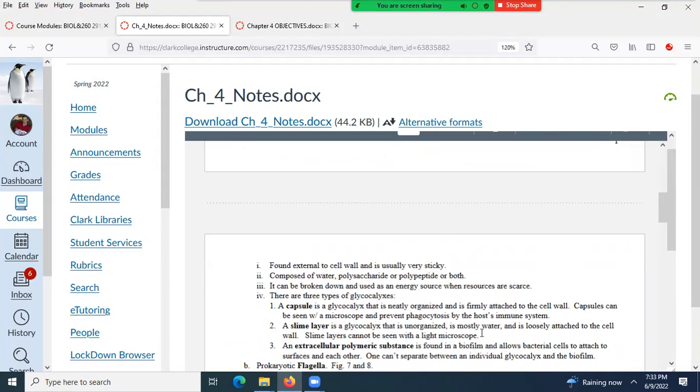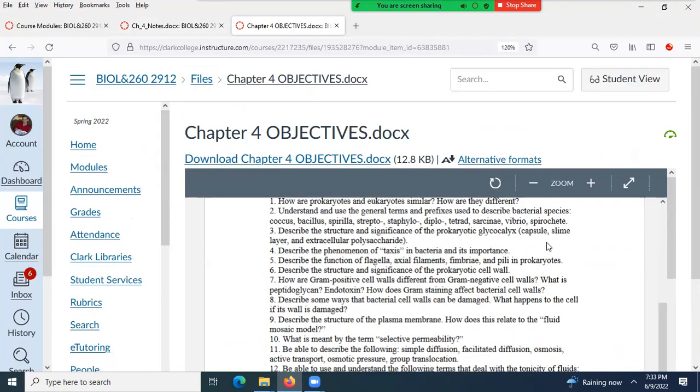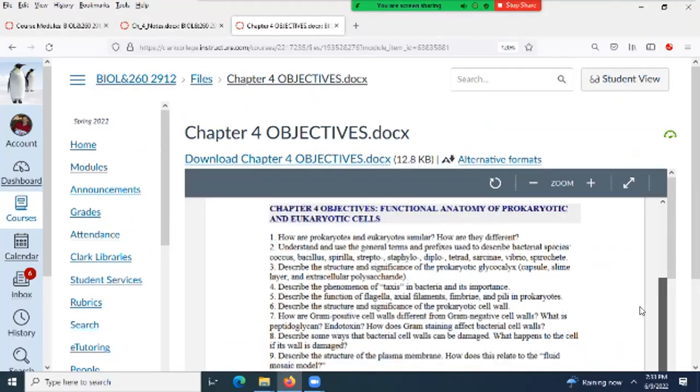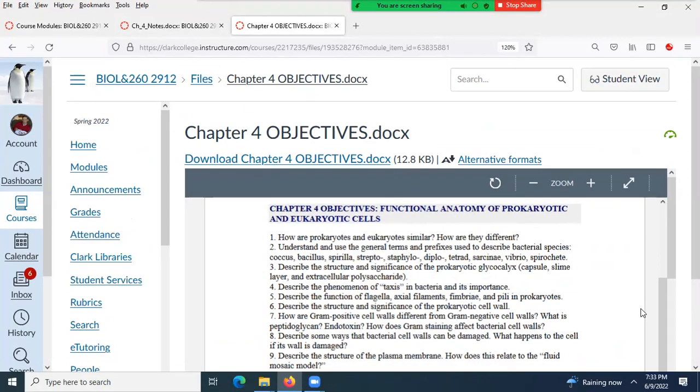Biofilm. Biofilm, there it is. When they're in a biofilm. We didn't really talk much about biofilms. Infections that have a biofilm are much harder to treat than infections that do not have a biofilm. And unfortunately, we didn't go into that in this class. All right, where was I?